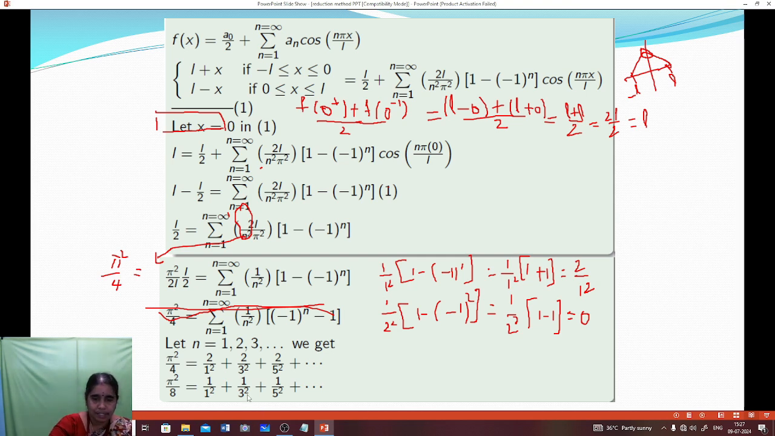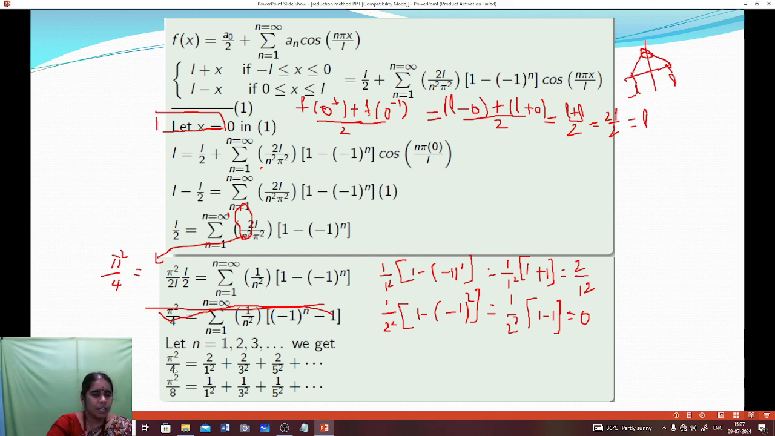So we get pi square by 4 on the left side equal to, on substituting 1, 2 by 1 square. On substituting 2, we get 0. On substituting 3, we get 2 by 3 square. Similarly, on substituting 4, we get 0. On substituting 5, we get 2 by 5 square plus, etc. This is our answer for substituting n equal to 1, 2, 3 in the previous equation.